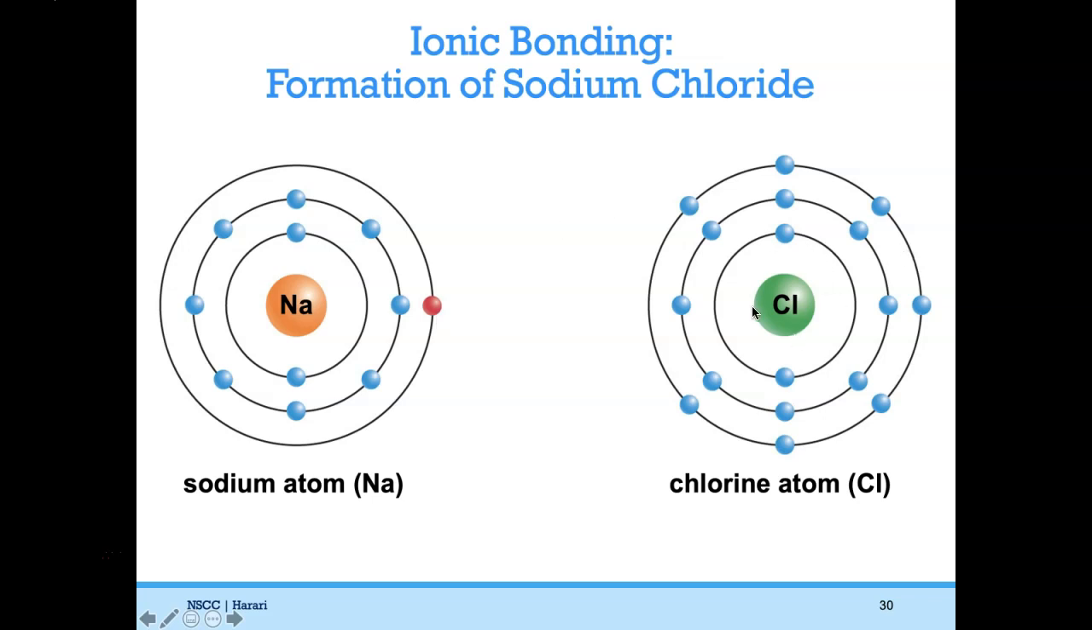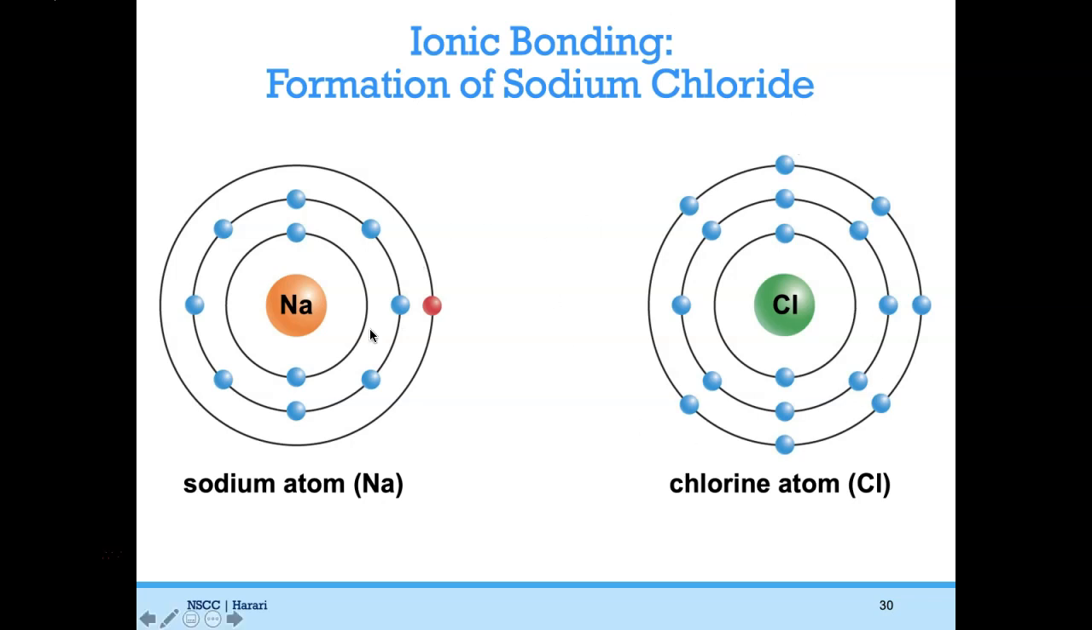Chlorine, on the other hand, in its neutral form, has an atomic number of 17. So we'll put 2, and then the next can have 8 electrons. That gives us a total of 10. The third shell would have to hold the remaining 7 electrons. Again, recalling the octet rule, we know the outermost electrons want to have 8. So this chlorine is not very happy either.